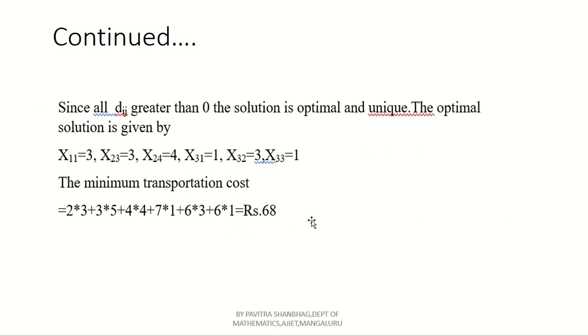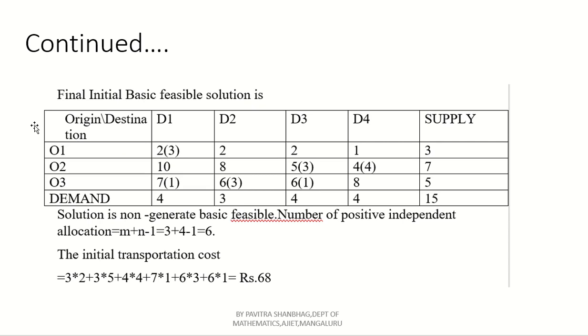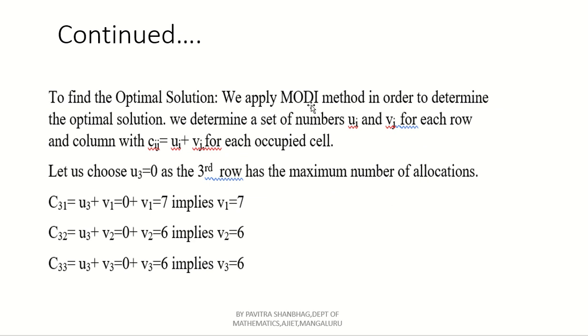See here, the total answer in rupees is 68. So this expression matches with the previous Vogel's method, right? See here, this is the Vogel's method. We got the same answer. The only additional thing here is that after finding this Vogel's approximation, we have to find the optimal solution with the help of the Modi method.